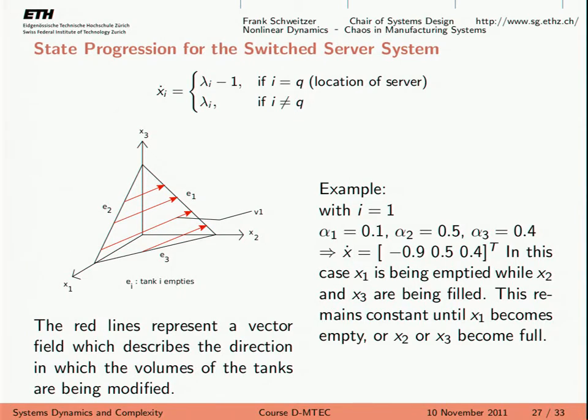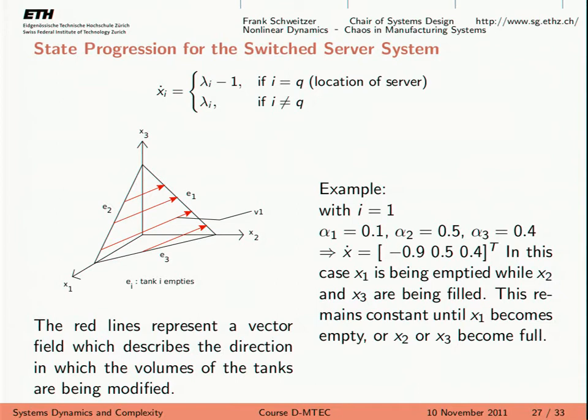I explained last time we have the three buffers. It's an example with three buffers. We start, let's say, here. Buffer 1 is relatively full. Buffer 2 is empty. If you really start in that 2D plane, buffer 2 would be empty, and buffer 3 is just a little bit full.